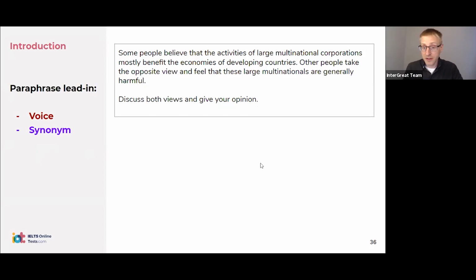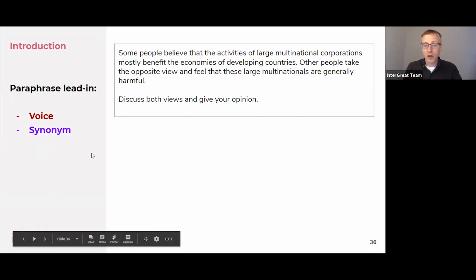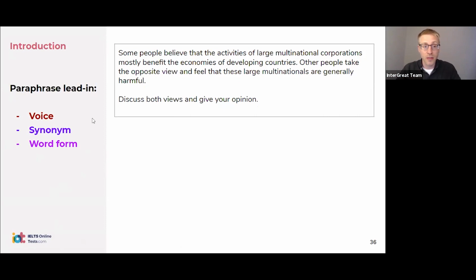You can also use synonyms. Very good, Sekrish. Synonyms, words with the same meaning, different words that have the same meaning. You can also change the word form. So you can change a word from a noun to an adjective, or from a noun to a verb. So using the same word, but a different form of the word. Finally, you can just simply change the word order, rewrite the sentence, changing the order of the words. And often you can do this with a relative clause, which is, which are.